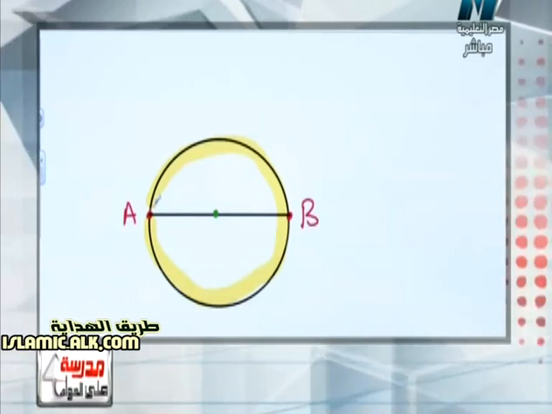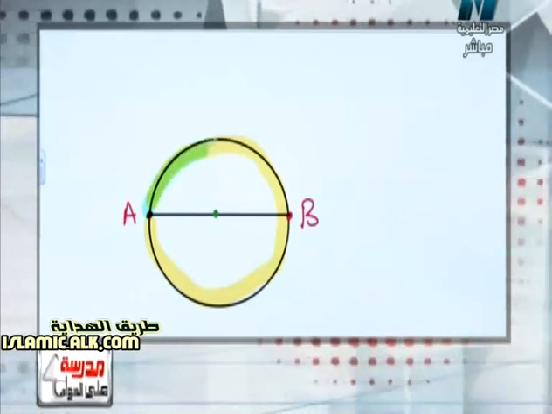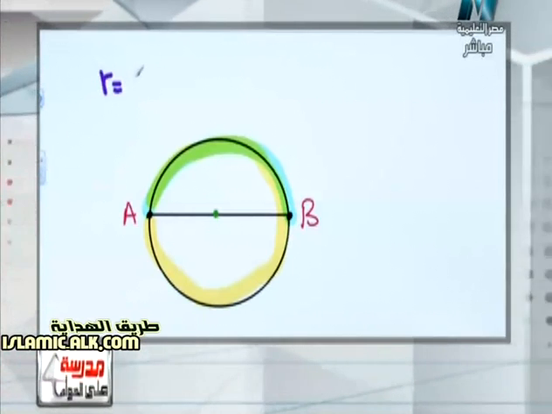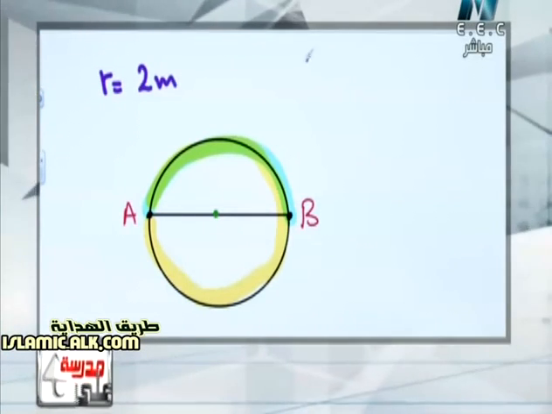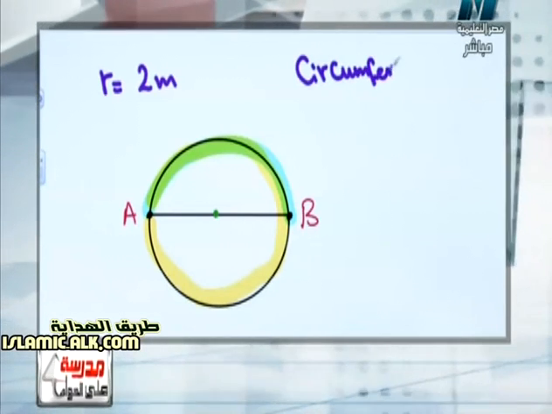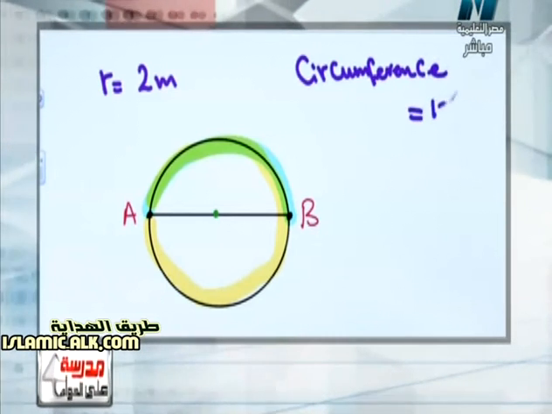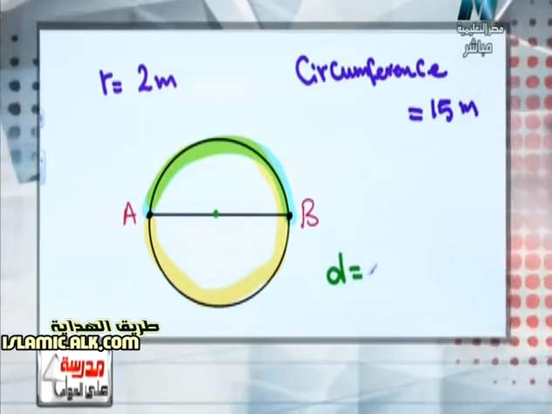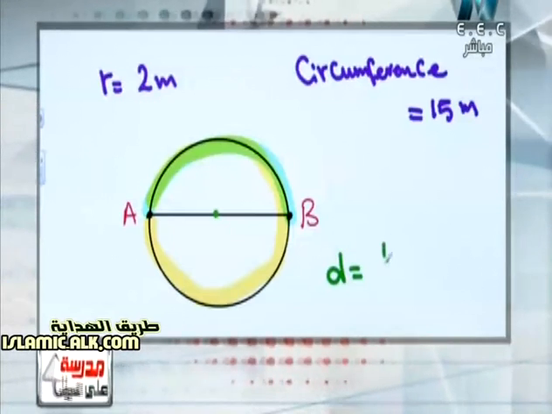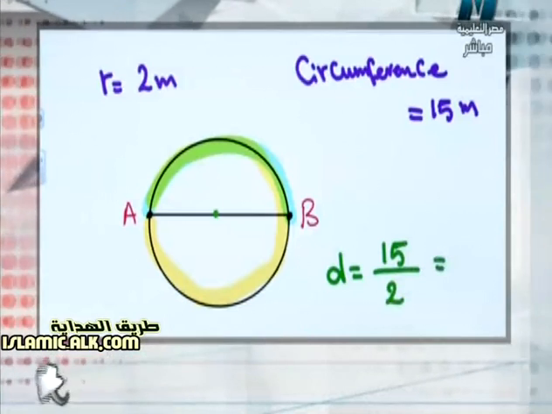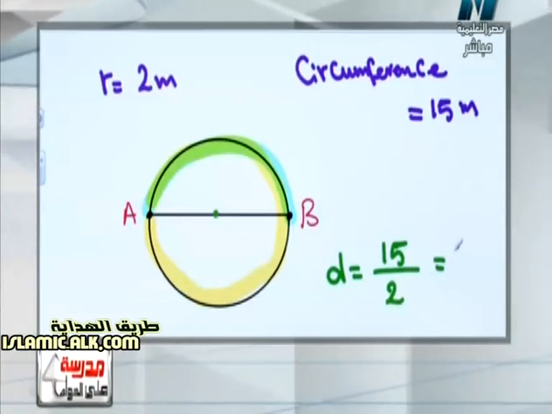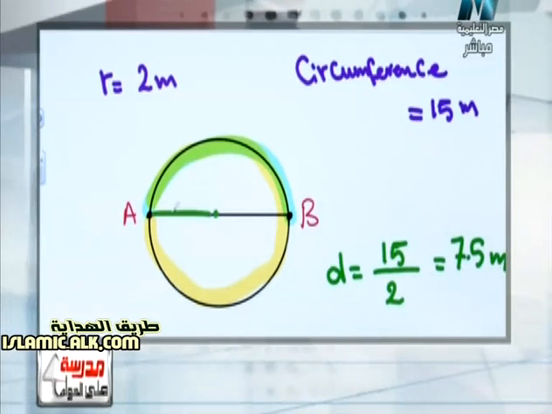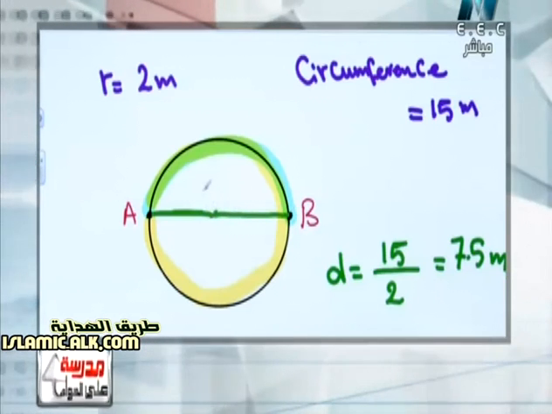In this problem, for example, the radius equals 2 meters and the circumference equals 15 meters. If you want to calculate the distance, it equals half of the circumference, 15 over 2, because here we have a half circle, not a complete circle, from A to B, so we have 7.5 meters. But to calculate the displacement, we have to know the radius, and here we have 2 radii, so the diameter equals 2r. So displacement equals 2 times 2, equals 4 meters.